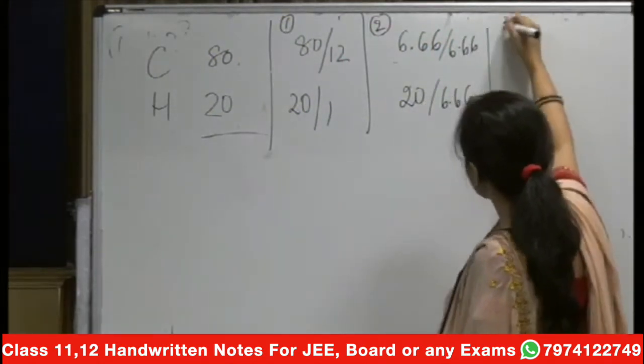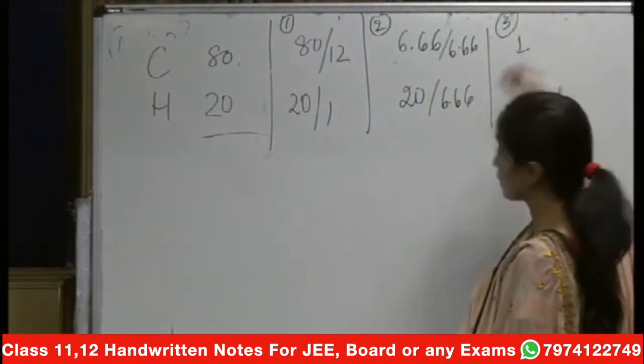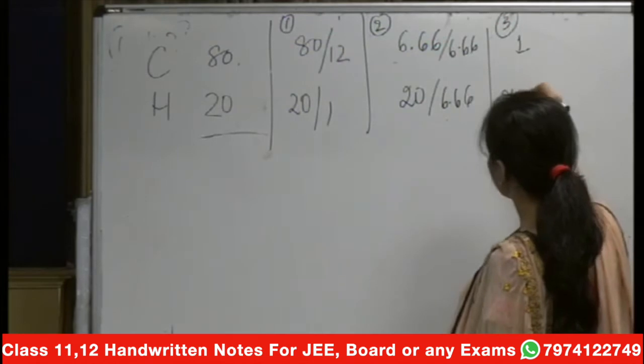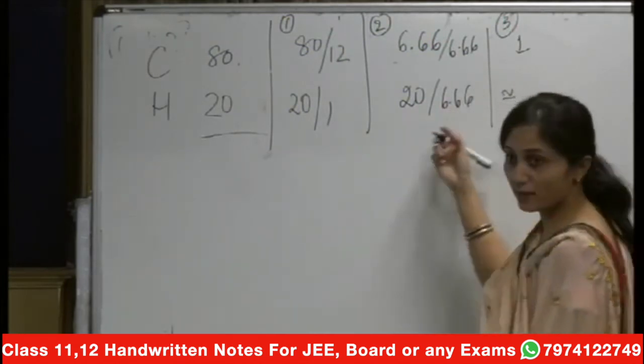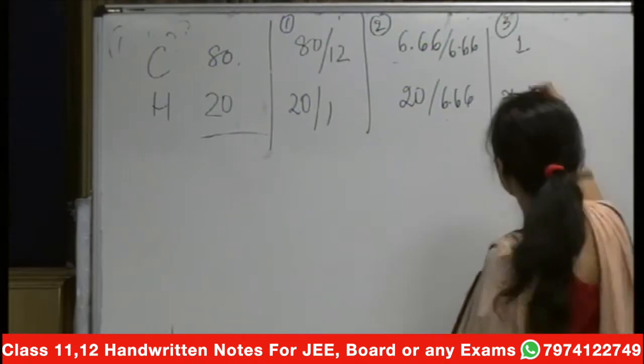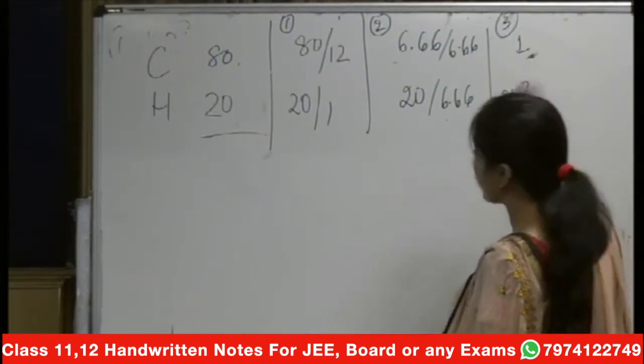So the third step will give us the answer. This one will be 1 and this will be around 3 point something, 3.1. So when you round it off, you have to round off these into whole numbers.